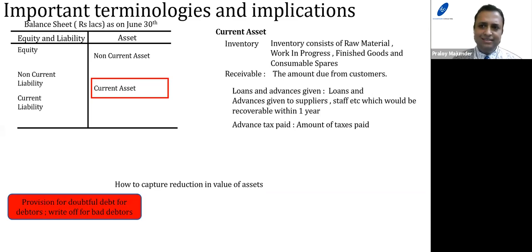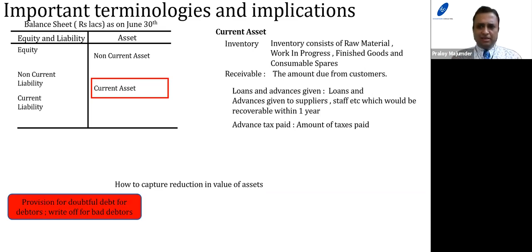But in both cases, if there is doubt that I may or may not get the money, then I make a provision for doubtful debt. But if I know it will be bad, I write it off. So, write off for bad debt. Please remember, write off for bad debt does not mean that I will not pursue legal action. Write off means I am reducing the value of the assets. Write off of bad debt still gives the entity the right to pursue legal actions.